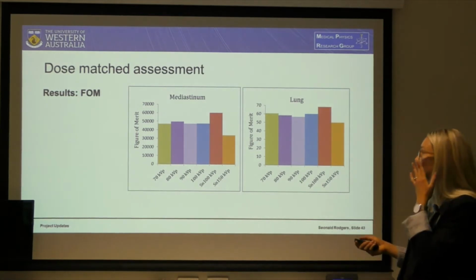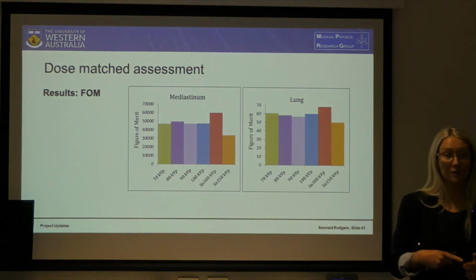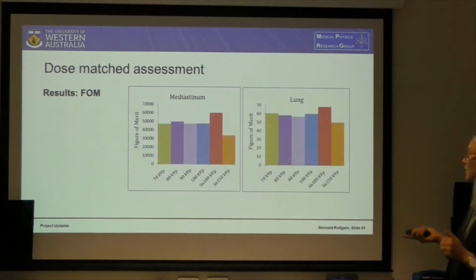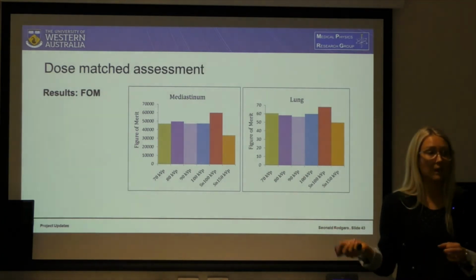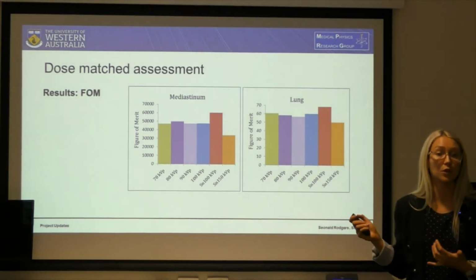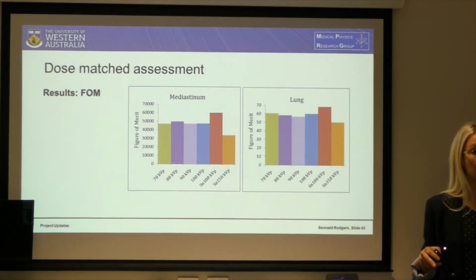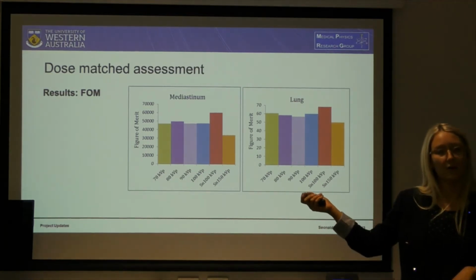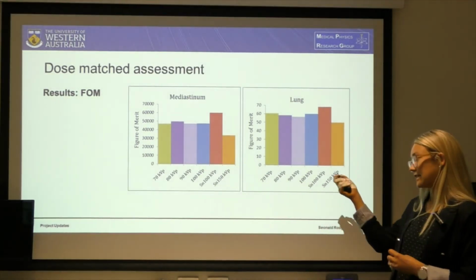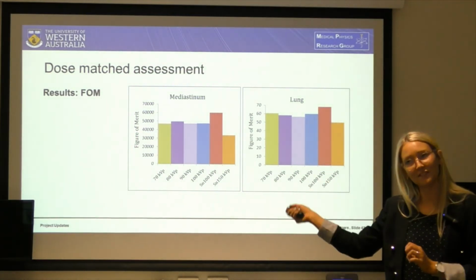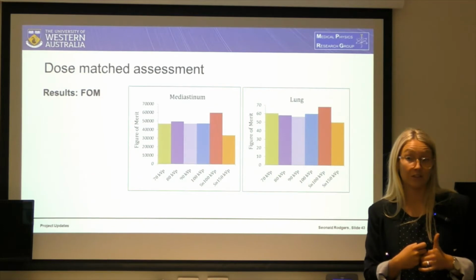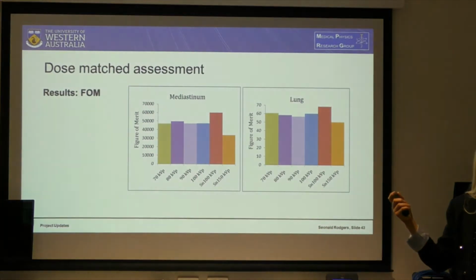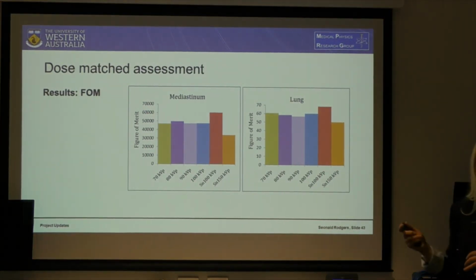So jumping straight to the results, the figures of merit for the dose matched assessment display that the tin filter at 100 kVp actually proved to be the most dose efficient in this case, so for the matched dose. When comparing to all of the protocols without the tin, interestingly, the tin filter at 150 kVp was the least dose efficient. So it had the lowest figure of merit score. And this trend was seen in both the reconstructed mediastinum images and lung images.